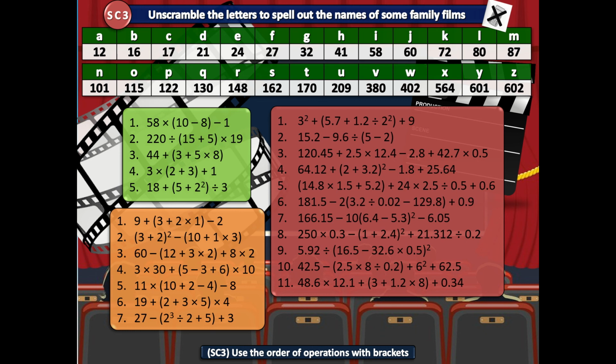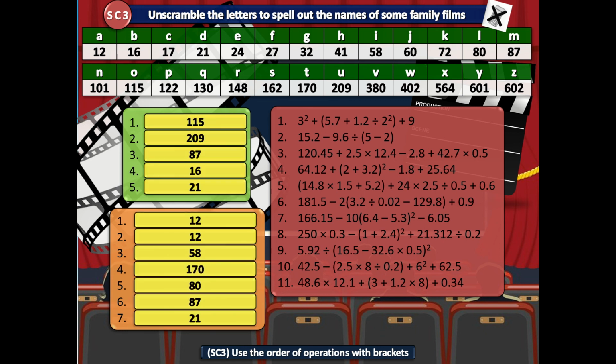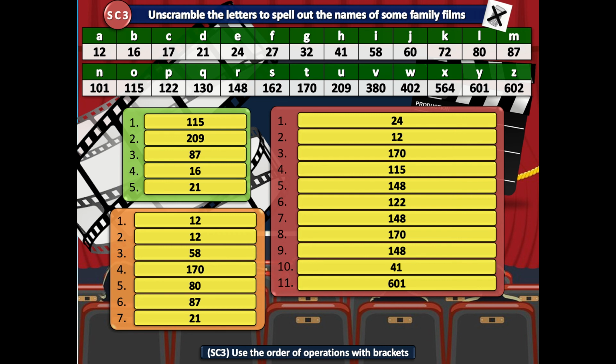Here are your answers. There's your green answers, there's your amber answers, and there's your red answers. The greens made Dumbo, the ambers made Matilda, and the reds made Harry Potter.